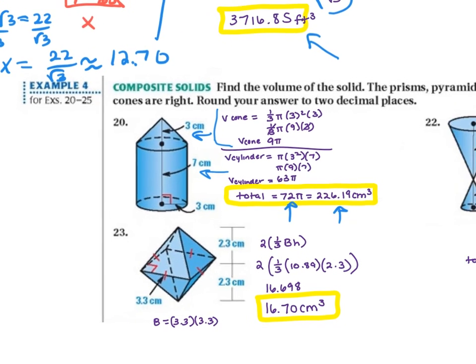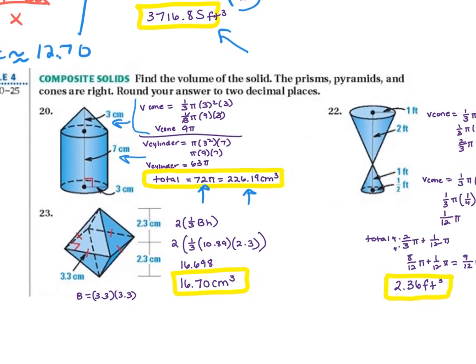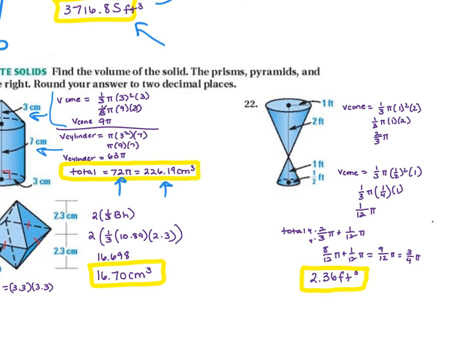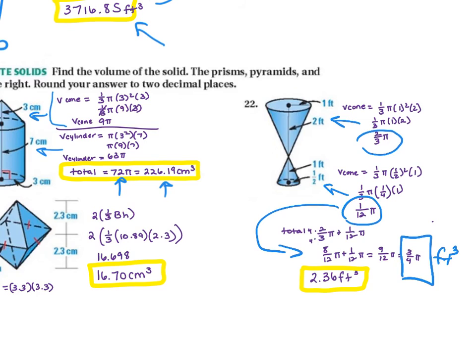For number 22, there are two cones. So we have a big cone and a little cone. So we're going to find the volume of the top cone, the volume of this bottom cone. If I'm leaving it in terms of pi, I need to find a common denominator between 3 and 12. And then my fraction becomes 9/12, which simplifies to 3/4. So left in terms of pi, it's 3/4 pi feet cubed. If you multiply 3/4 times pi, you get 2.36.